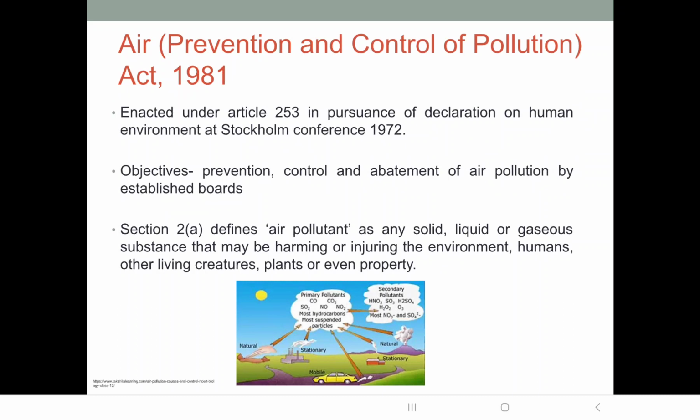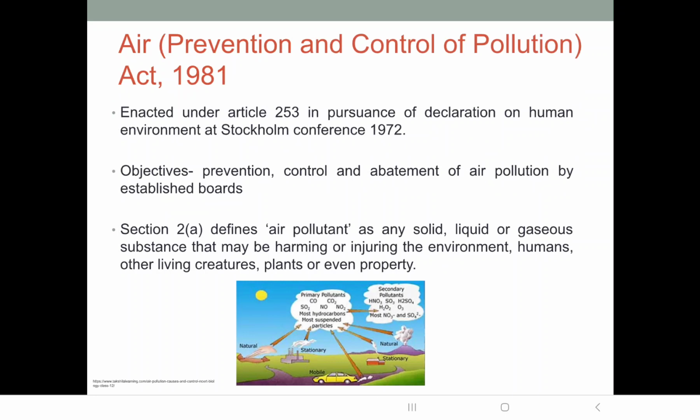Then, having discussed the Environment Protection Act, we have discussed the Air (Prevention and Control of Pollution) Act 1981. Again, this act was enacted in pursuance of the Stockholm Conference. Environment Protection Act, Air Act, Water Act, all of these are enacted under Article 253 of the Indian Constitution. Article 253 gives powers to the Indian Parliament to enact laws to pursue any international agreement. So again, Air Act, the objectives are very clear: prevention, control and abatement of air pollution. Abatement means reduction of air pollution.